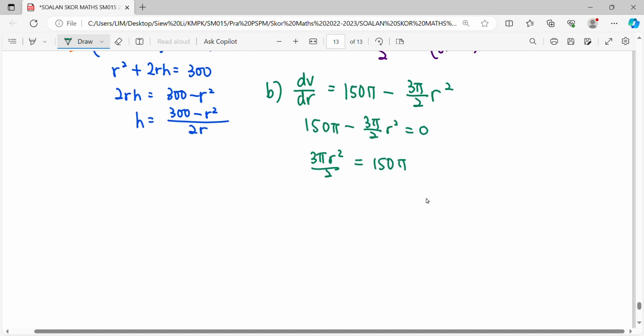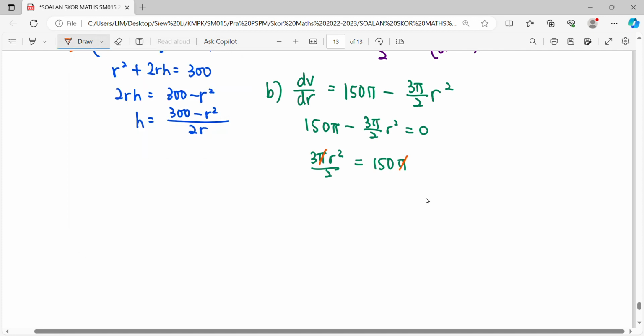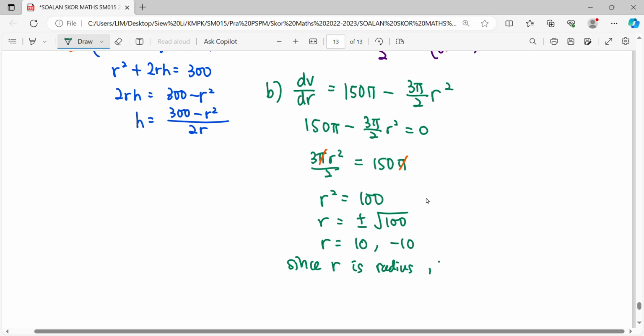Simplify until we get the critical number r. Pi can be cancelled out. So r squared equals to 100. Remember, when you move your square, you will be having positive, negative of square root. So r will be positive 10, negative 10. Since r is radius, it should be a positive value. So r only accepts the value of 10. So this is our critical number, but we haven't verified it.